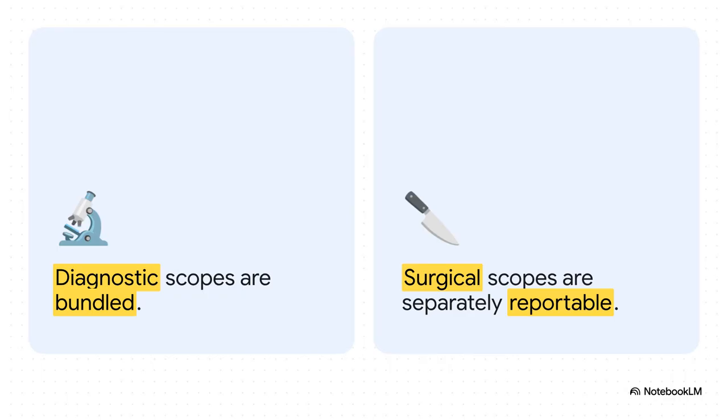Now here's a massive rule of thumb alert, because this is a classic CPC exam trap. Diagnostic endoscopies, like a standard diagnostic colposcopy, are absolutely always bundled into surgical colposcopies if they're in the same anatomic area. Basically, if the surgeon takes a look around and then decides to cut, you only bill for the cutting. Don't fall into the trap of double dipping.